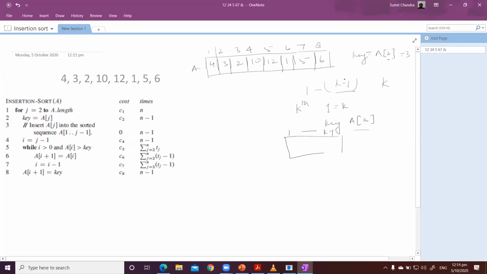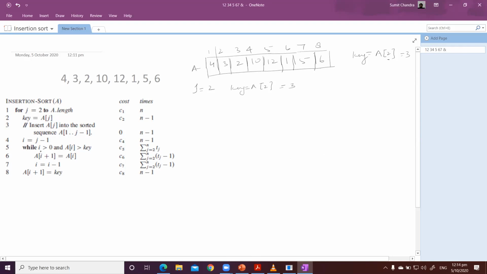Second thing, if the value is greater, we'll copy the value to the next location. So see how we are doing it. Step 1, when j is equal to 2: key is equal to a2, that is equal to 3.